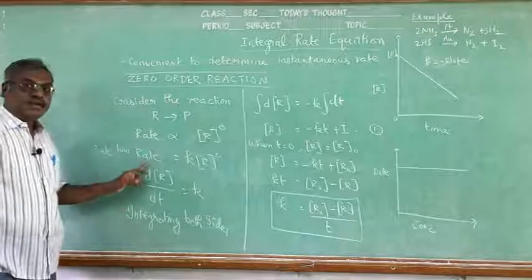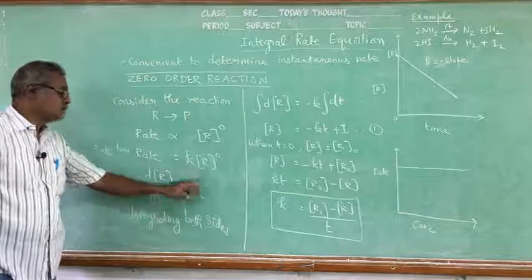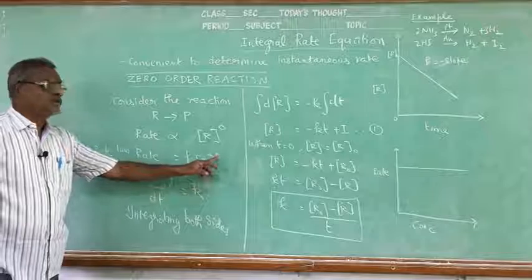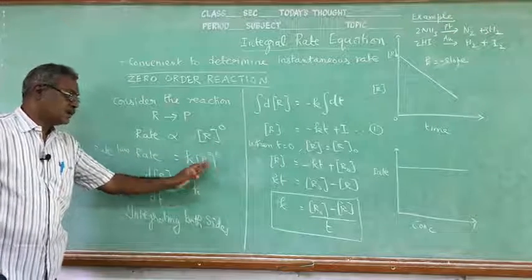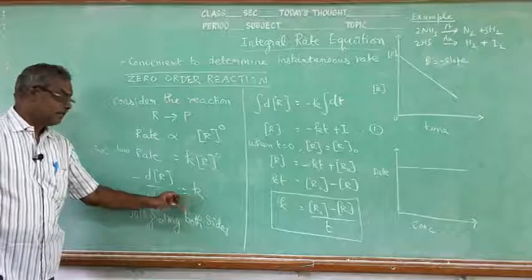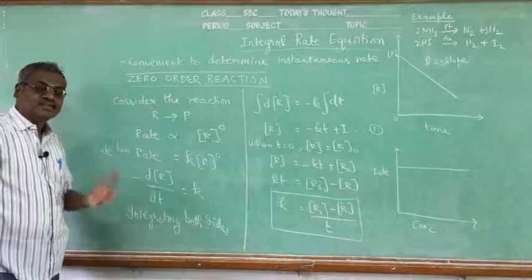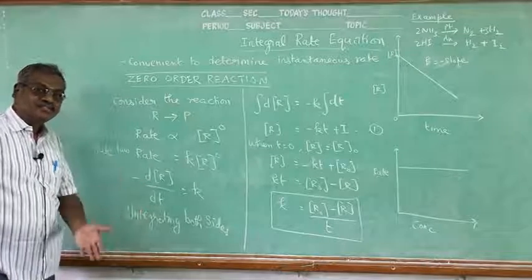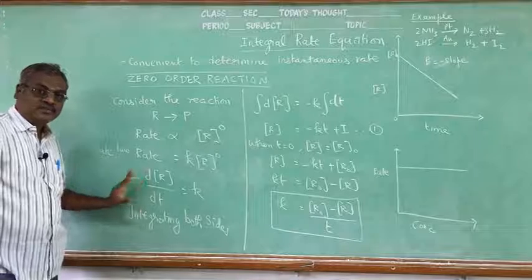Now the rate, already we know, can be written as -dR/dt = K into R power 0. Anything power 0 will be 1. So instead of this, I write K into 1, which is K. So -dR/dt = K. Why are we putting the minus sign? Because the concentration of the reactant decreases during the reaction. Now this is the differential form.